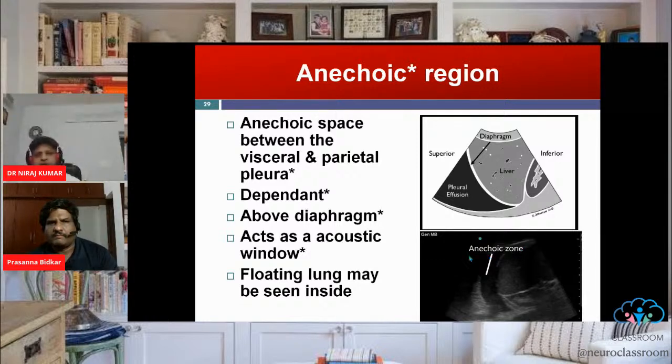So when you are getting this anechoic zone, then there is a probability of pleural effusion or blood may be there. So this is anechoic space between the two pleura, and this is gravity dependent and above the diaphragm, and it acts like a window for the ultrasound beams. And sometimes you may see that the lung is floating within the pleural effusion.